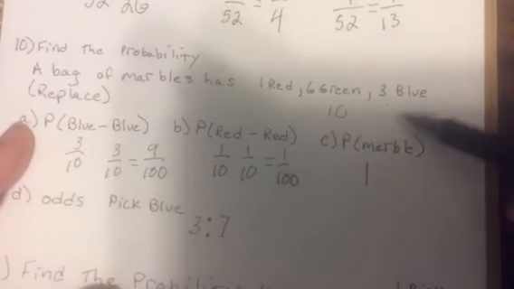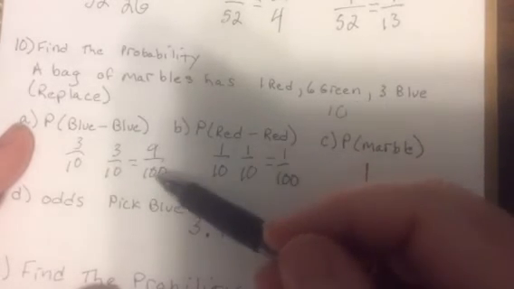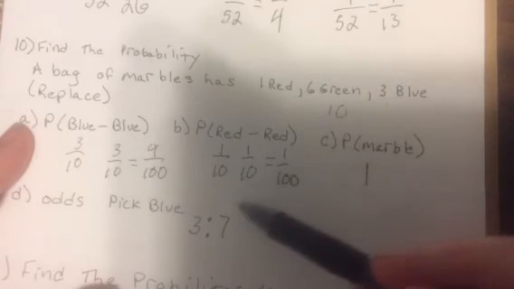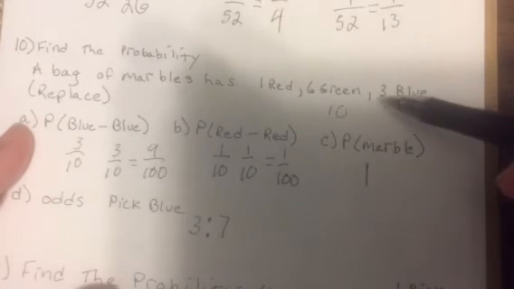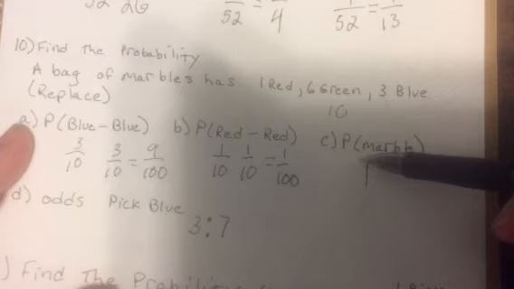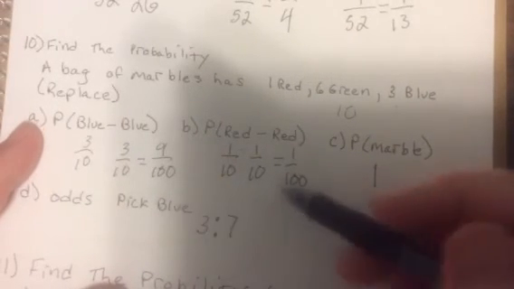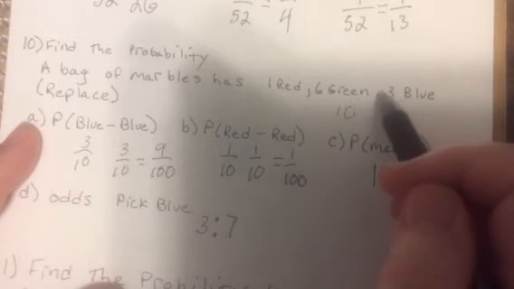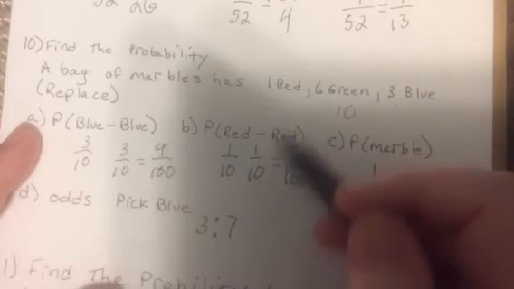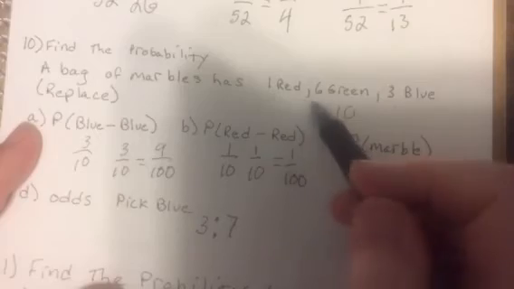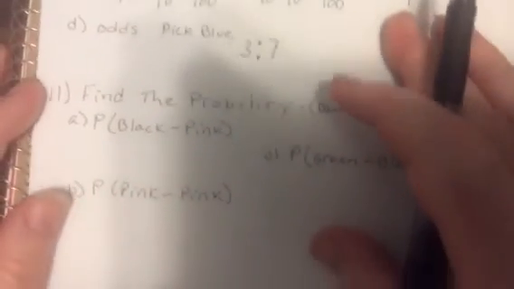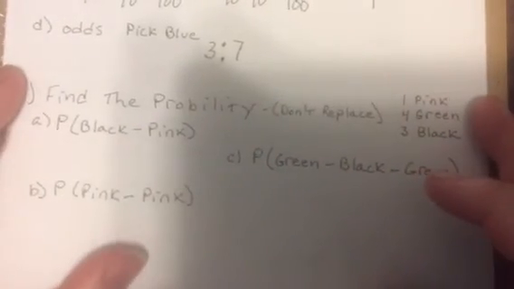Probability is the number of ways it can happen divided by the total. So if I asked what's the probability of picking blue, you'd say 3 over 10, because there are 10 marbles. But odds is the number of ways it can happen, 3, compared with how many are not blue, 7. Okay, doing this kind of quick.